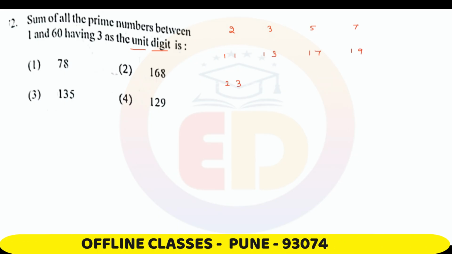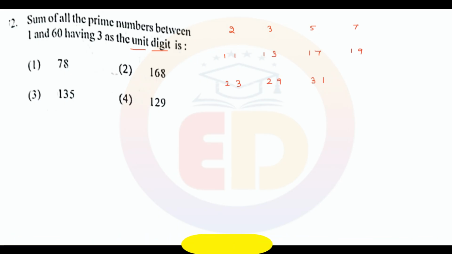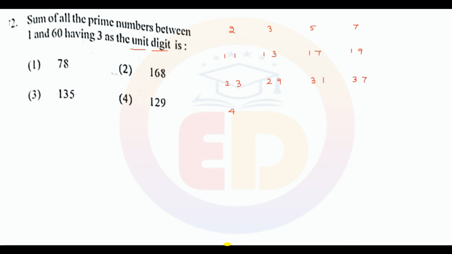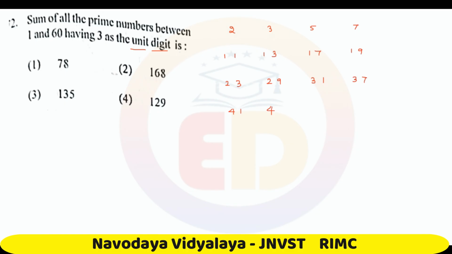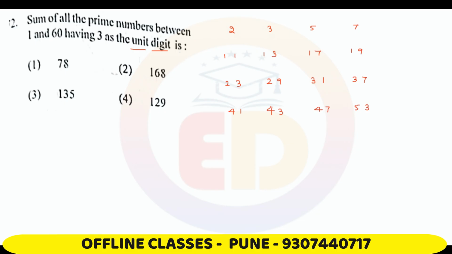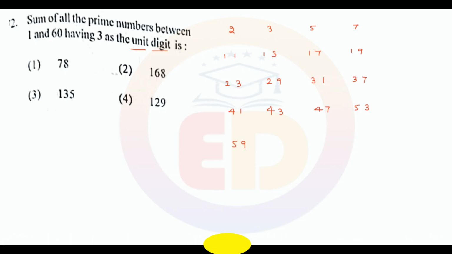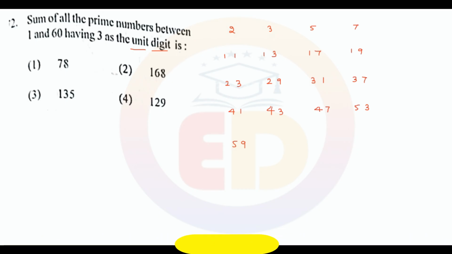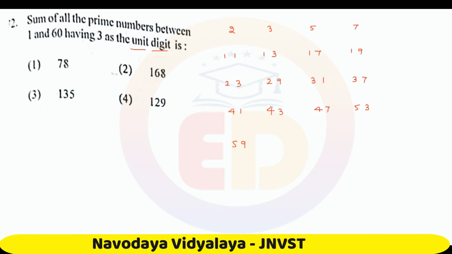23, 29, 31, 37, 41, 43, 47, 53 and 59. So these are the prime numbers from 1 to 60.